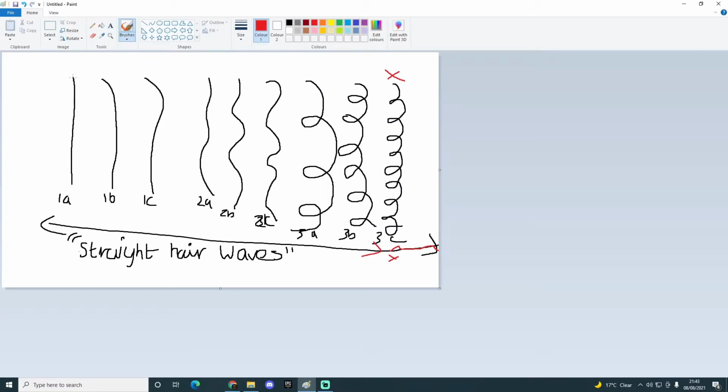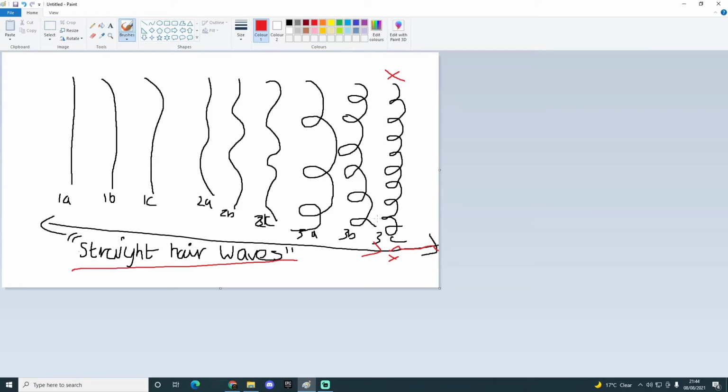Alright, here we have the ones. These are pretty straight. This is what you would call straight hairs. The twos you would classify most of this as straight hair. 2A maybe, 2B and 2C you would consider wavy. 3A, 3B, yeah, I would say these are curly, but still in range of being called, well, straight hair waves.